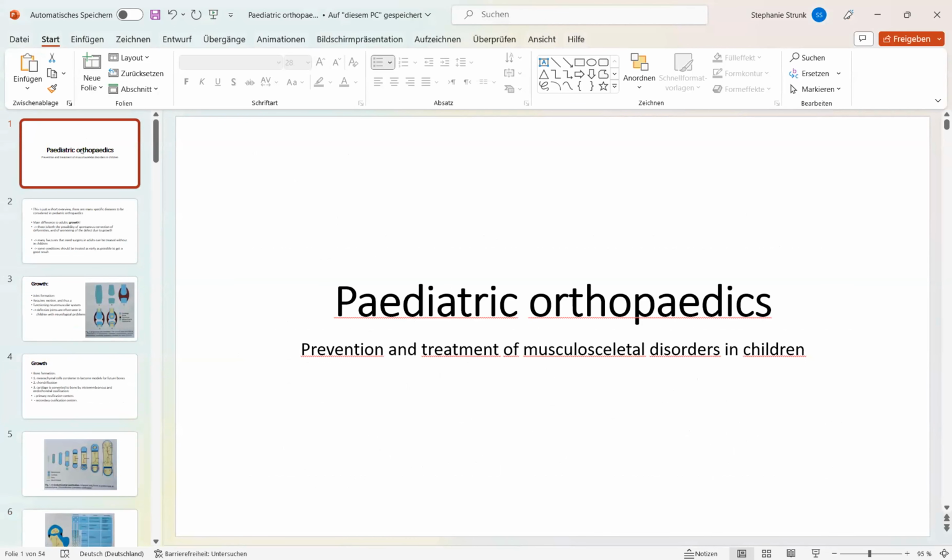Welcome to the presentation on pediatric orthopedics. This is actually a very complex subject, so I can just tell you the basics today. One example will be DDH, developmental dysplasia of the hip. Pediatric orthopedics is about the prevention and treatment of musculoskeletal disorders in children, and a lot of it is about prevention. I'll tell you more about that later.